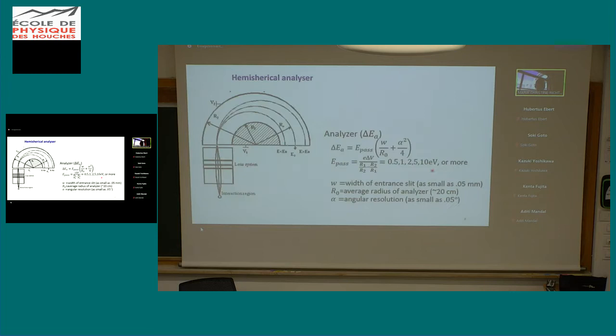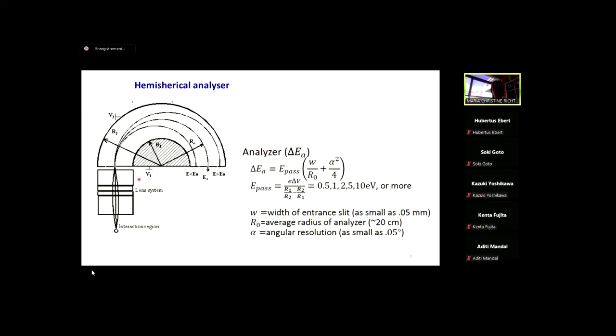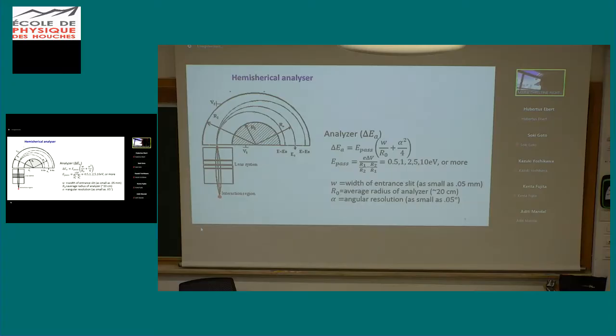So in order to measure the kinetic energy of the electrons, we mostly use a hemispherical analyzer. Hemispherical analyzer means that you have two hemispheres. Between the two, you have a potential difference, and the electrons which get emitted from the interaction region, which means from the sample, get focalized by a system of electrostatic lenses onto the entrance slit of this analyzer.